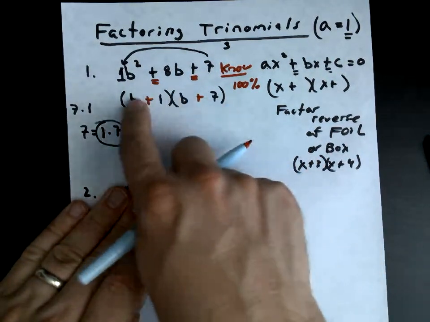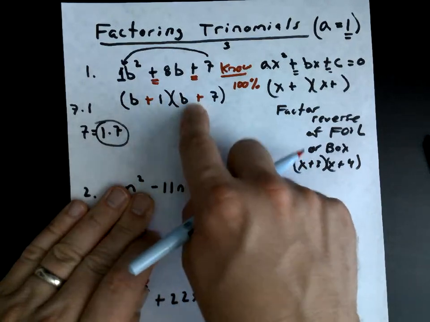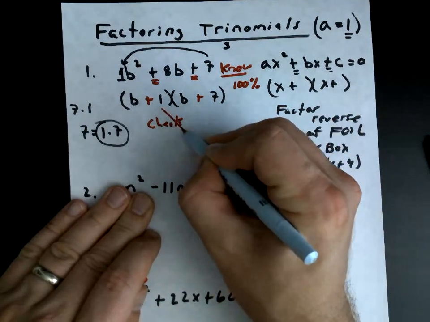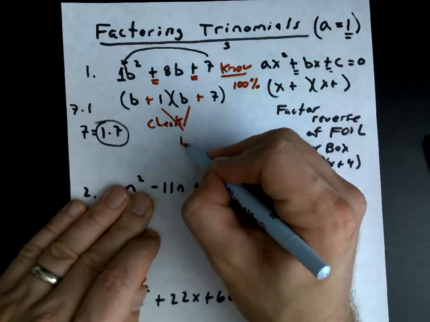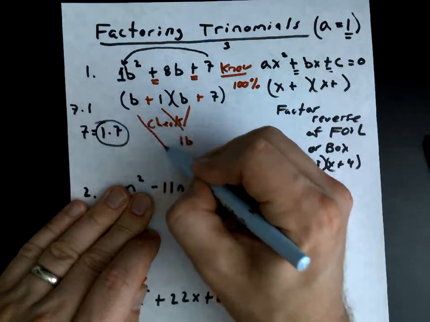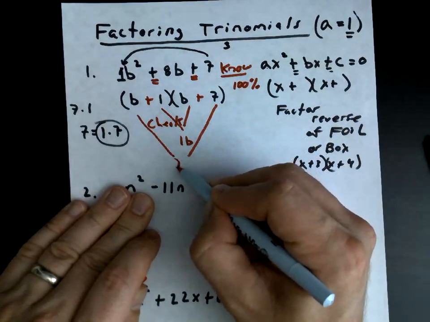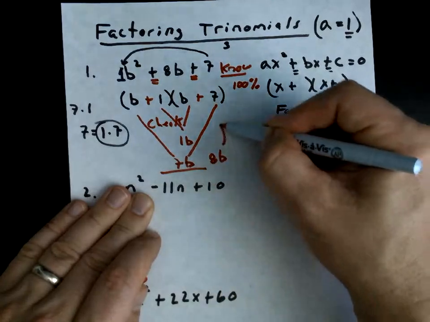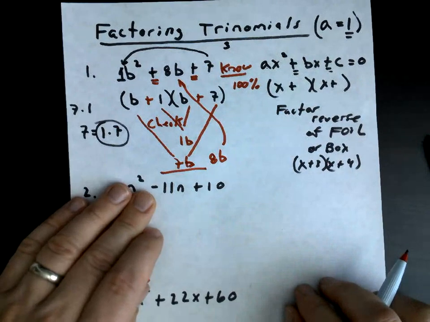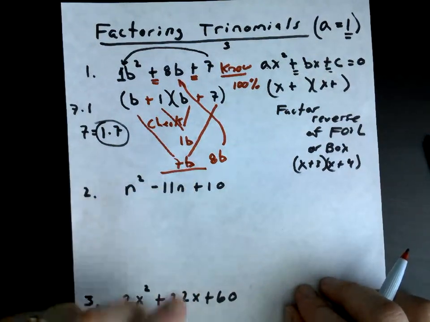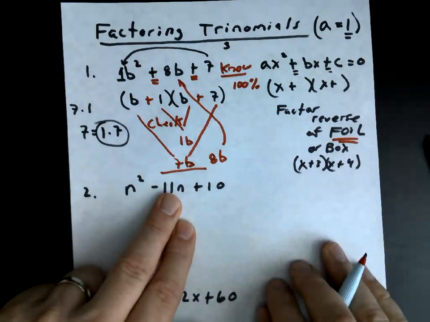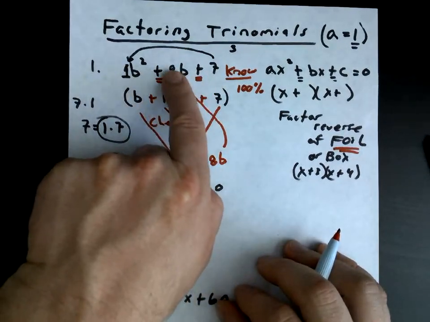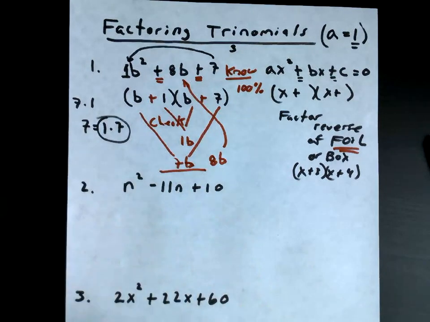So now this is called the factors, and you can check this, by the way. If you want to do a quick check, you can go this times this, which is 1b, this times this, which is 7b. If you add those up, you should get 8b, which is that one right there. That's one way you could check pretty fast. You could FOIL it back, and if you FOIL this, you should get this. So that's one way of doing this.